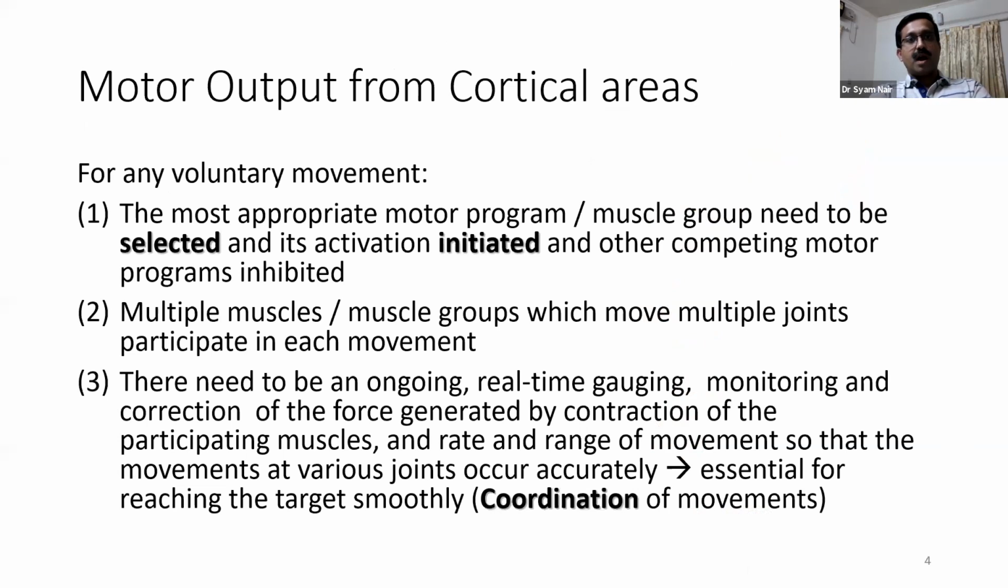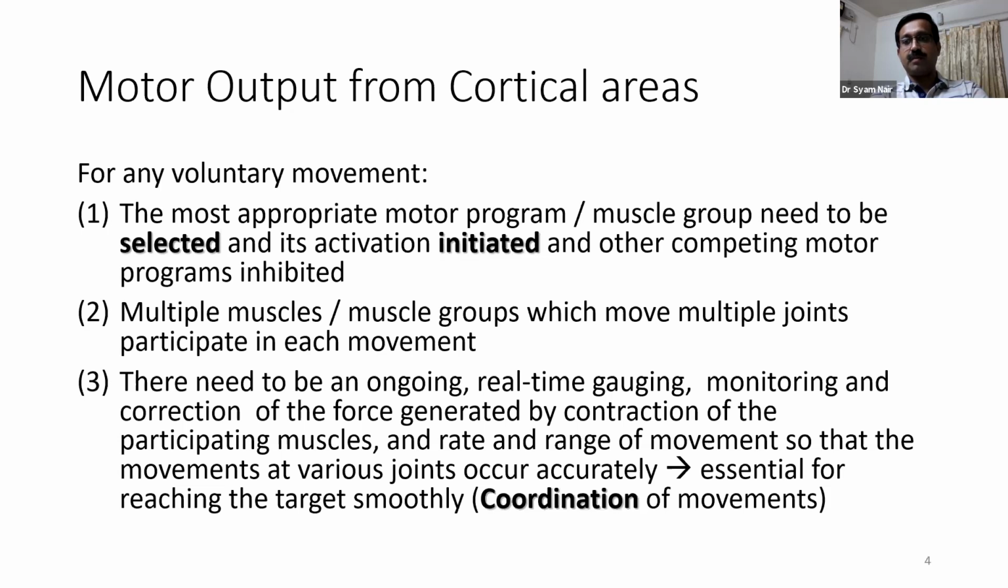But for the motor output from the cortical areas to be shaped, and for any voluntary movement to happen, two or three other prerequisites are there. One is that the most appropriate motor program or muscle group needed for the particular movement needs to be selected, and its activation needs to be initiated, and other competing motor programs need to be inhibited.